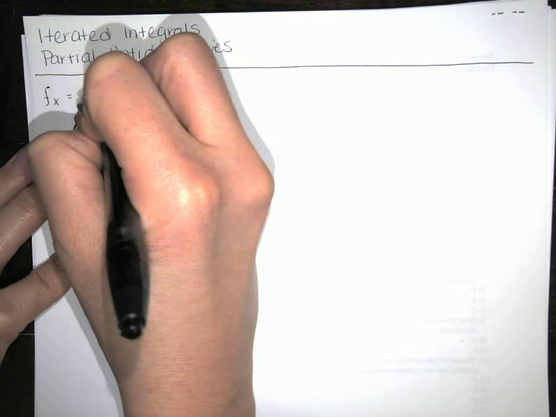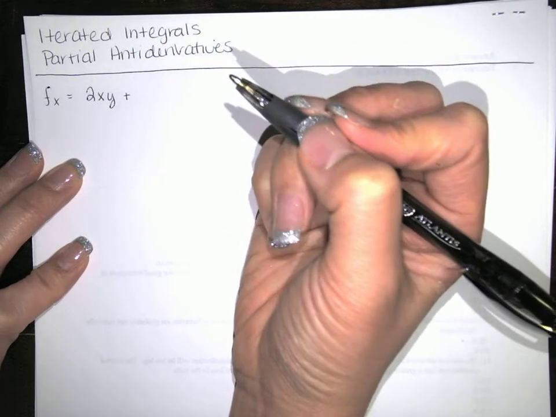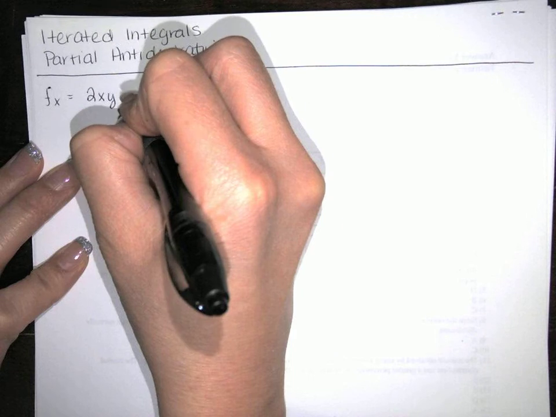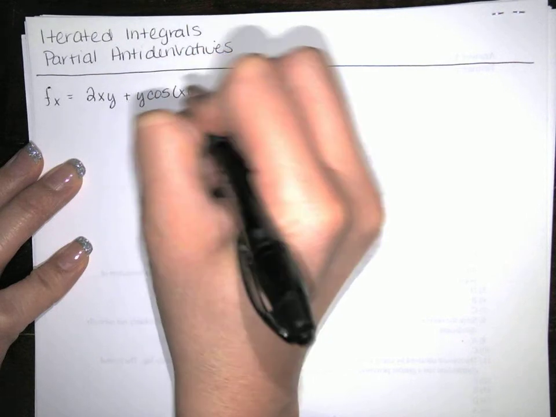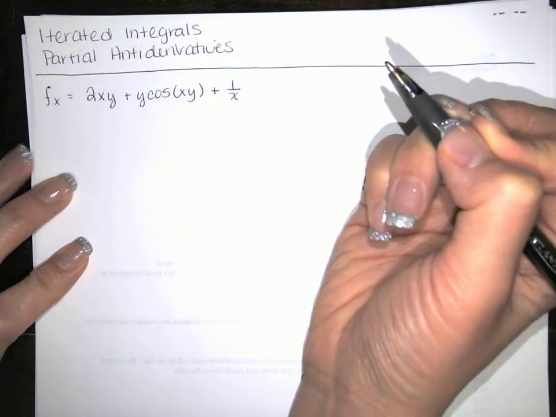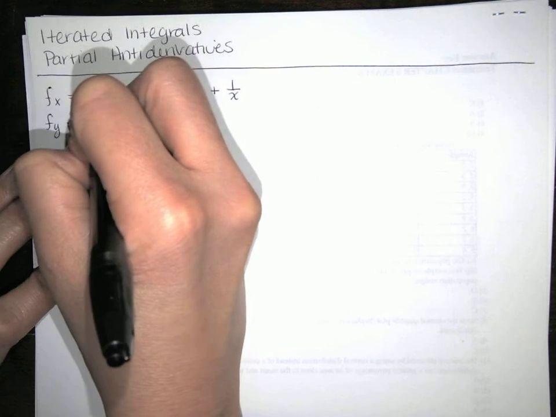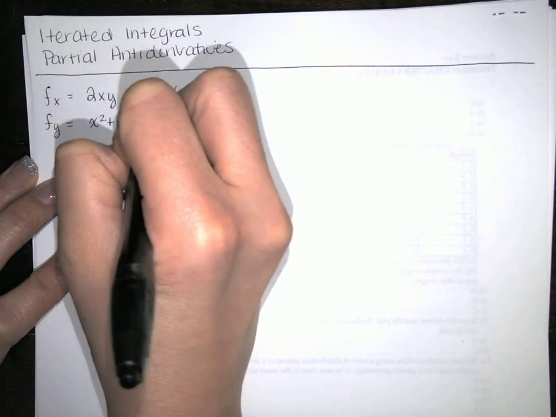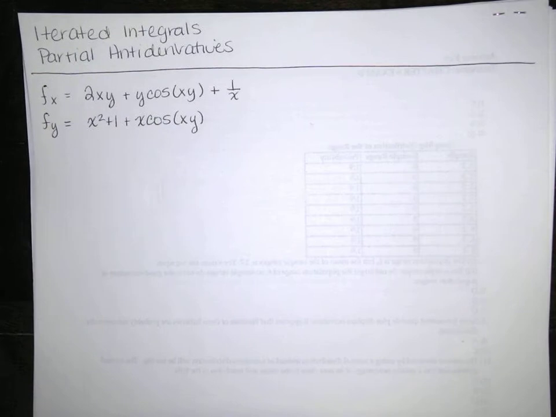Let's say you've got a function f of x, y, and you know its partial with respect to x is 2xy plus y cosine of xy plus 1 over x, let's say. And maybe you know that its partial with respect to y is x squared plus 1 plus x cosine of xy. So you've got the partial derivatives and you want to get the function back.